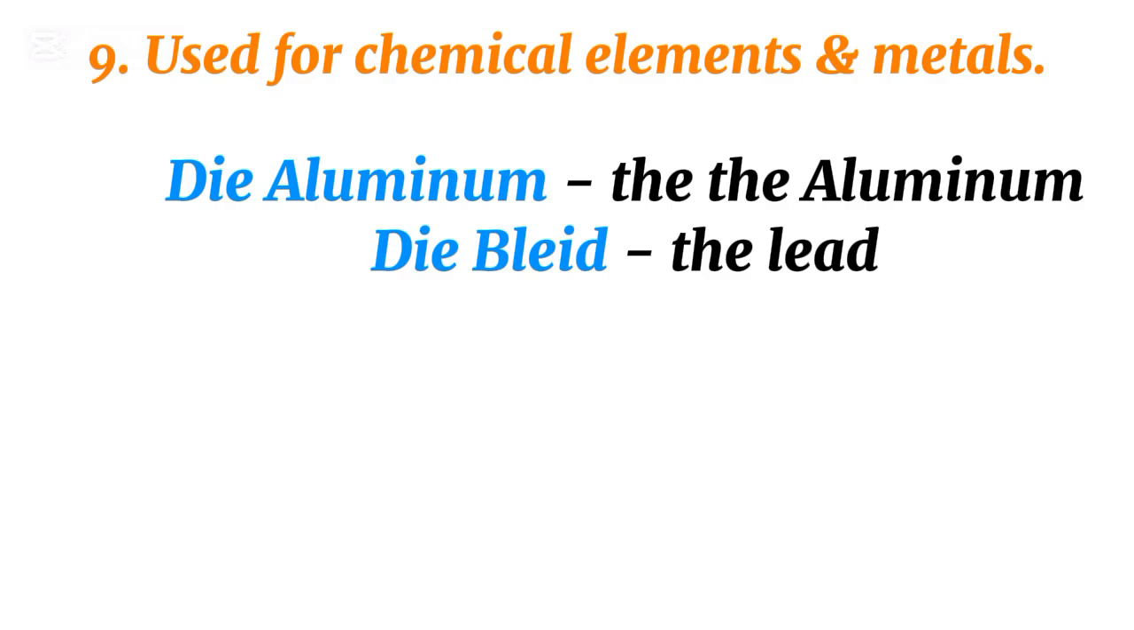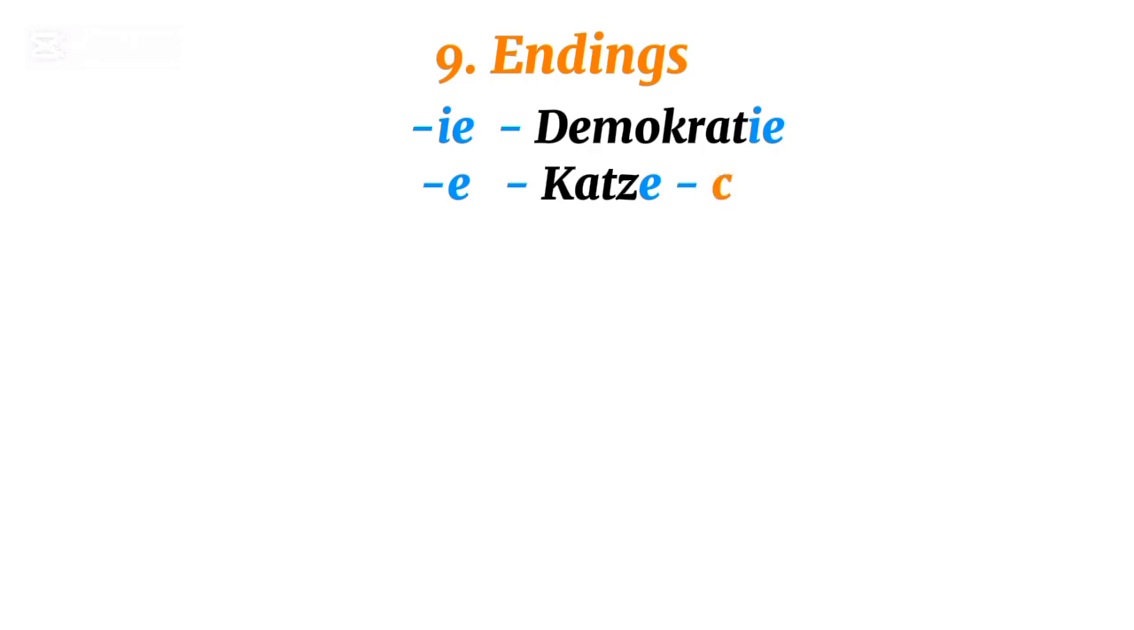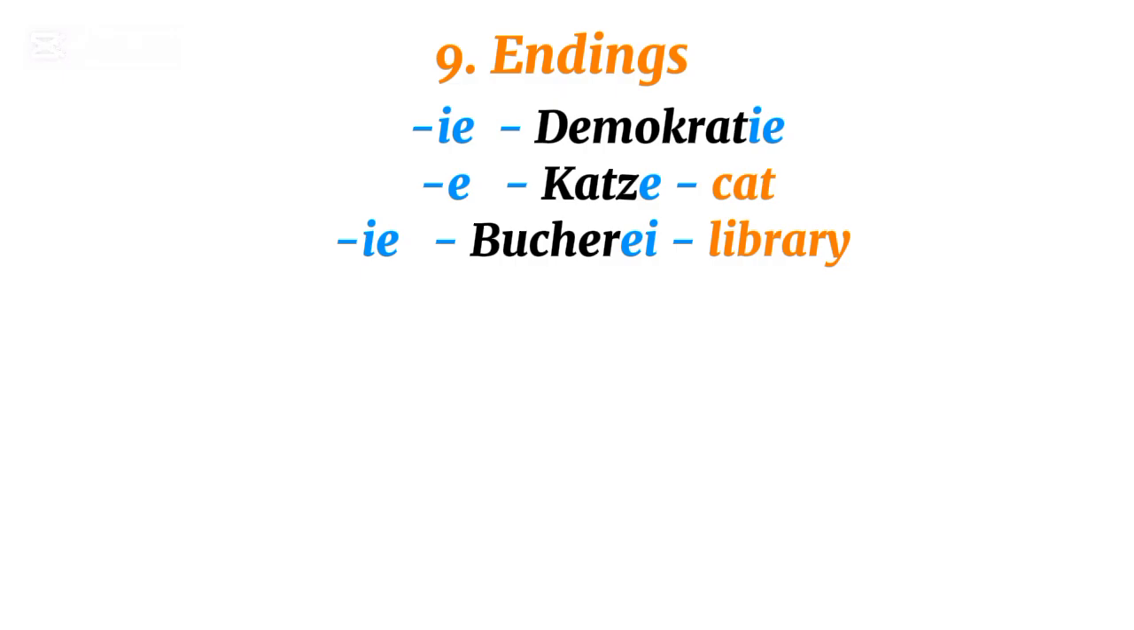Next is about endings. Okay. Endings. If you see a noun that ends with an IE, this takes a D article. For example, Demokratie. It ends with an IE. Takes a D article. Next we have nouns ending with the E. For example, Katze. E at the end. Okay, it takes a D article.